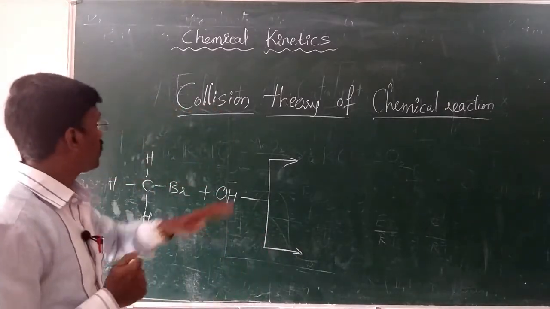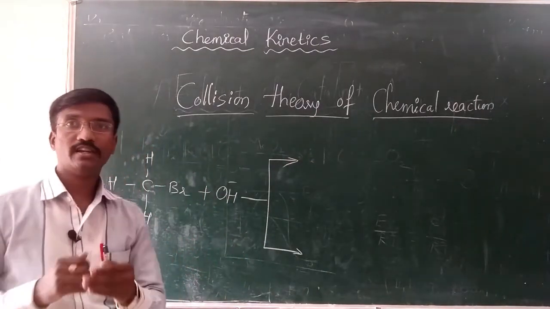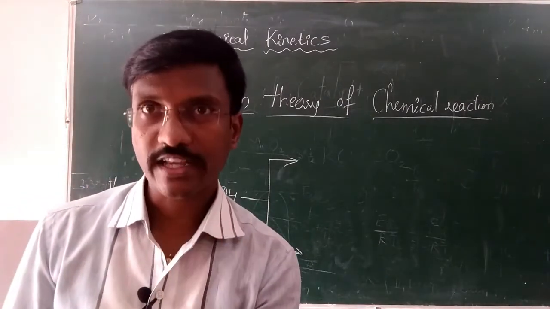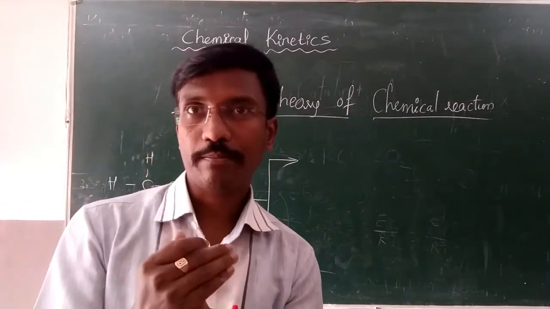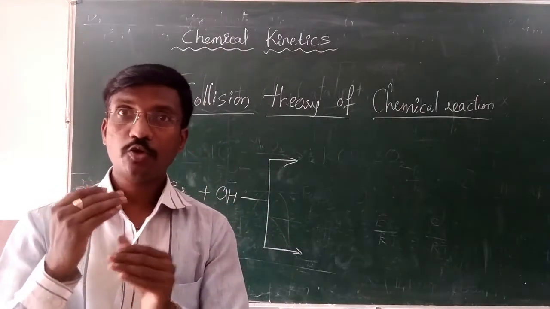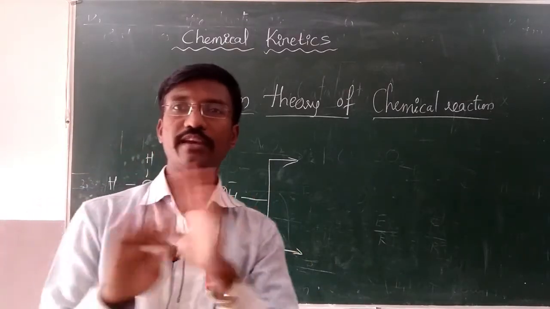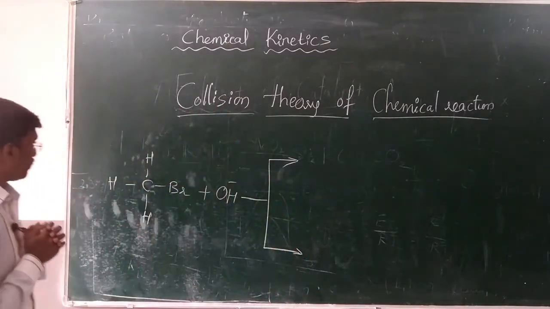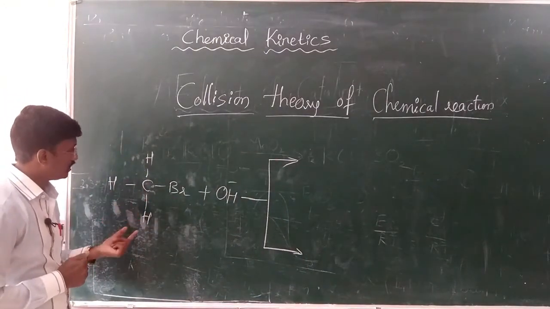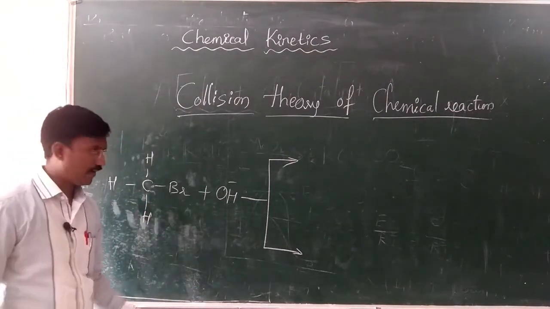So the collision theory of chemical reactions explains that, to form the product from the reactants, they should follow a proper orientation, proper collision, or effective collisions between the reactants. Otherwise the product will not be formed. Is it clear? Coming to the example, here CH3Br, methyl bromide, reacts with the nucleophile.